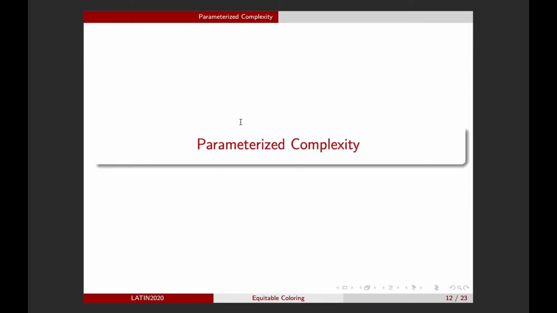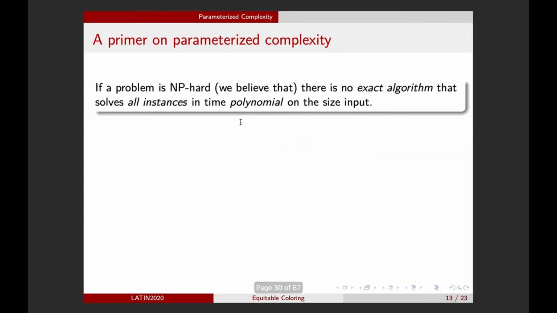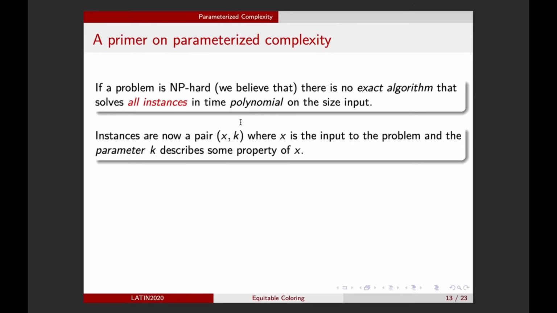Okay, so let's talk about parameterized complexity. Just a quick primer. A problem is NP-hard if there's no exact algorithm that solves all instances in time polynomial in the size of the input. So now we're going to give up on solving all instances and focus on instances that have a chosen parameter to be very, very small. So a size of k is going to be much smaller than the size of the instance itself. And this is very, very useful. It solves a bunch of problems. It gives us a nice way to analyze problems, much richer than the classical P versus NP questions.